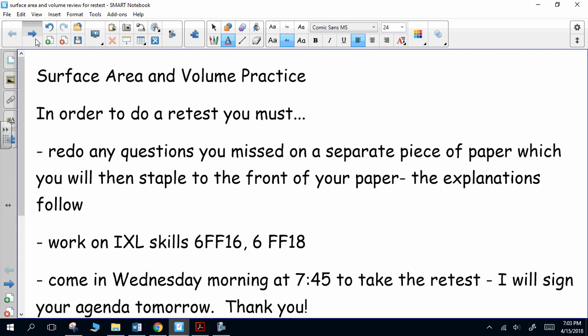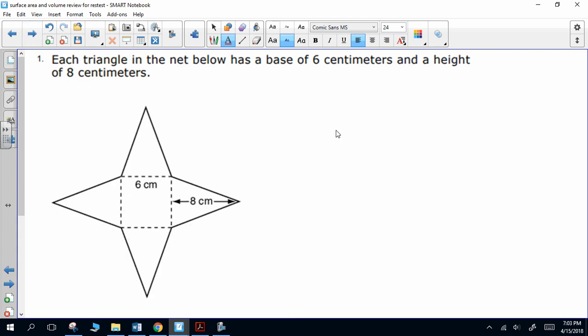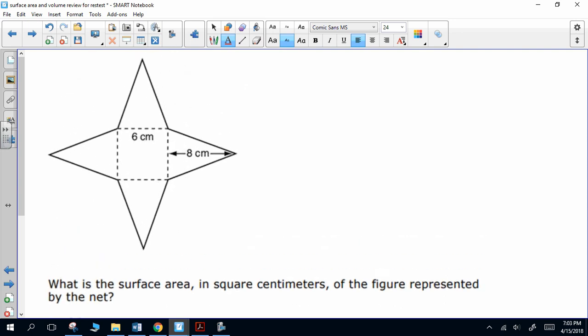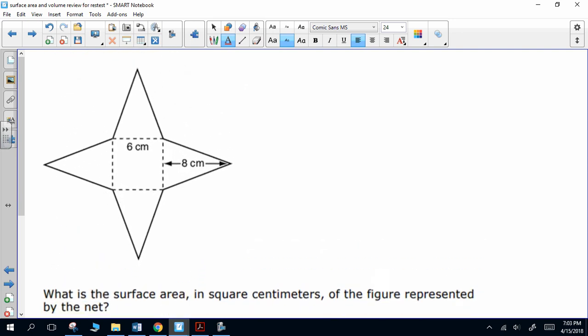So question number 1. Said each triangle in the net below has a base of 6 centimeters and a height of 8 centimeters. And you're being asked to find the surface area of that figure. So if I look at this, I remember that I'm going to be looking for the base and the height. And I remember that bases and heights always come together at right angles. So that's a base and a height right there.